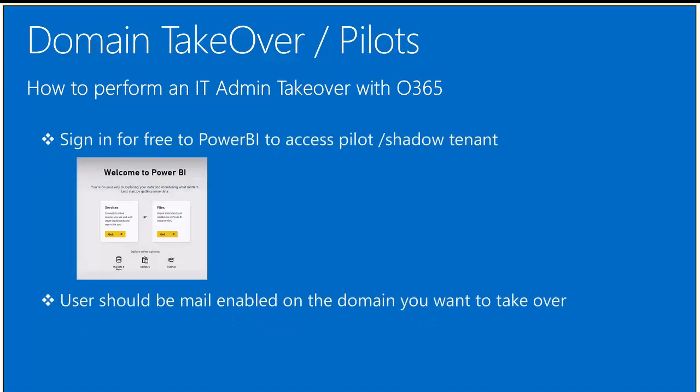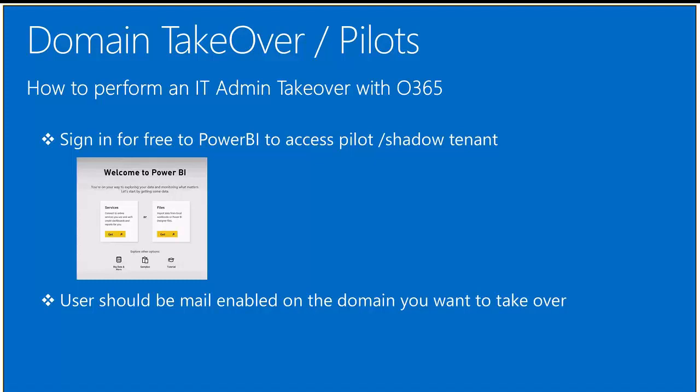What we have is an option to sign in for free to Power BI to access the pilot or shadow tenant that was created before, the test tenant. You should sign up with Power BI with the email address of an admin at that mail-enabled domain that you want to take over. For example, I added my name, Doaa.com, to a test tenant right now, and now I want to register for a real Office 365 tenant.